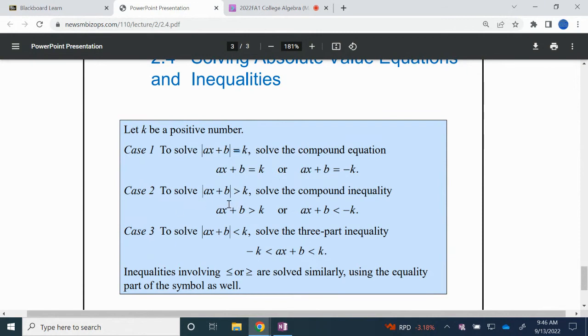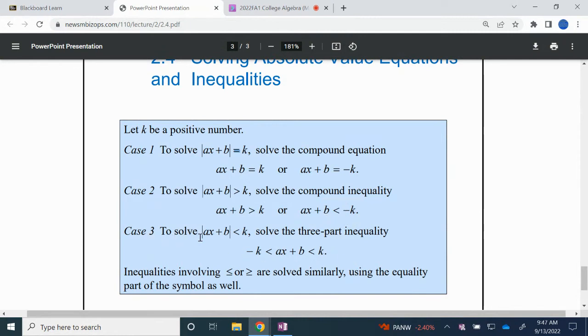Next, we'll look at the compound inequality. This is the absolute value greater than or greater than or equal to inequality. If you had an equal to bar, that equal to bar would just simply follow in the formula. However, if there is no equal to bar, then no equal to bar follows in the formula. So this reads for case two, the absolute value of ax plus b is greater than k. Then you want to solve the compound inequality: ax plus b is greater than k, or ax plus b is less than negative k.